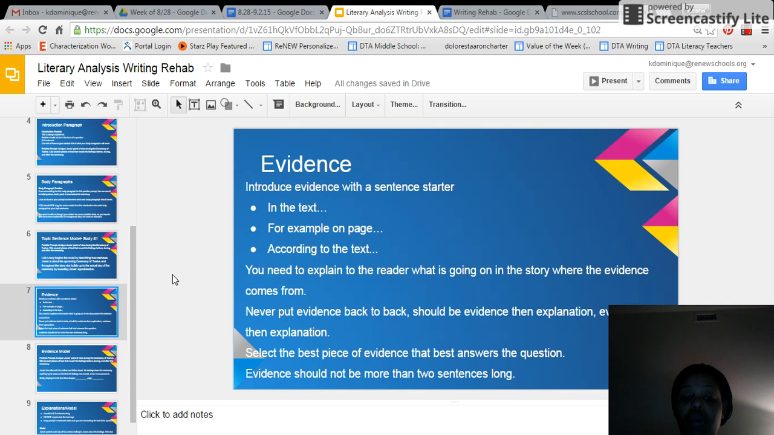A few things that you need to remember about textual evidence. You need to explain to the reader what is going on in the story, where the evidence comes from. Never put evidence back to back. It should be evidence, then explanation, evidence, then explanation. Select the best piece of evidence that best answers the question, and evidence should not be more than 2 to 3 sentences long. Okay, so please remember that. And when you are copying evidence, it should be word for word. Go back in your text and make sure you have copied that evidence correctly. So I need to add that probably to this slide as well.